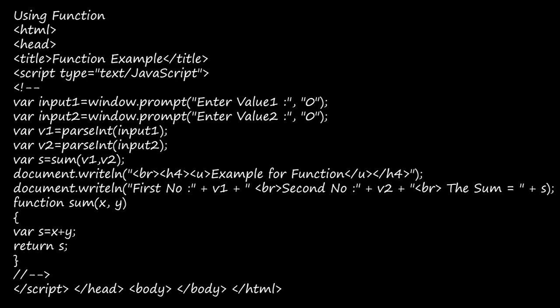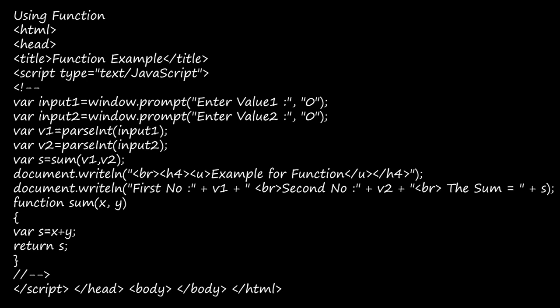Okay, and the next line, document dot write ln, inside the bracket, inside double quotes, first number, and then v1, br is to get the value in the next line, right? Second number v2. The value of v1 and the value of v2 will be displayed here in the place of v1 and v2, and then the sum is equal to, inside double quotes, br, the sum is equal to, so this much will be displayed as such, and the value of s will be displayed at the end, right? So how will you find the value of s?